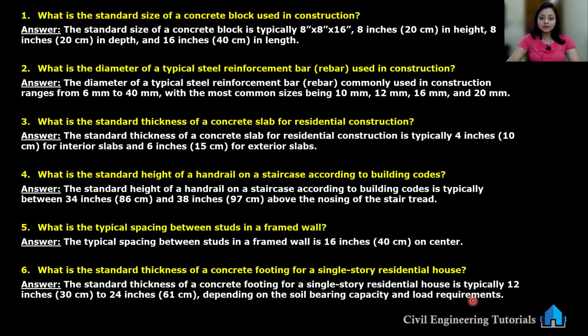Okay. So the standard thickness of a concrete footing for a single story residential house is typically 12 inches, 30 centimeter, or 24 inches, that means 61 centimeter, depending on the soil bearing capacity and load requirements.